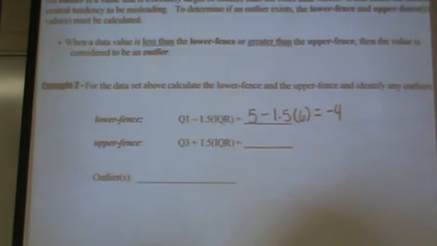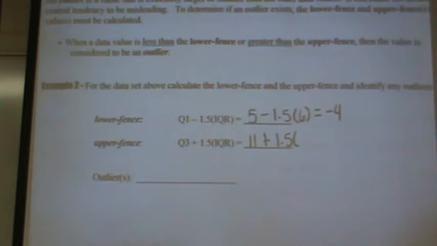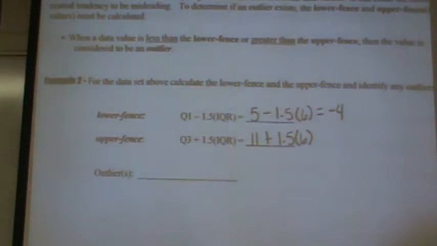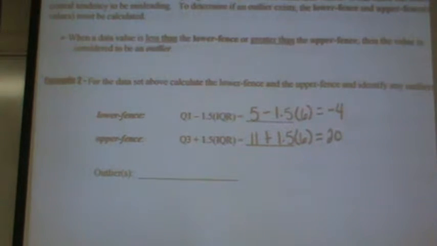So to find the upper fence now, we're going to take our Q3 value from example 1, which was 11, and we're going to add 1.5 times our IQR value, which again was 6. So this time we're adding. And we should get 20. So our upper fence is 20. If we had any values in our data set that were greater than 20, they would be considered outliers.